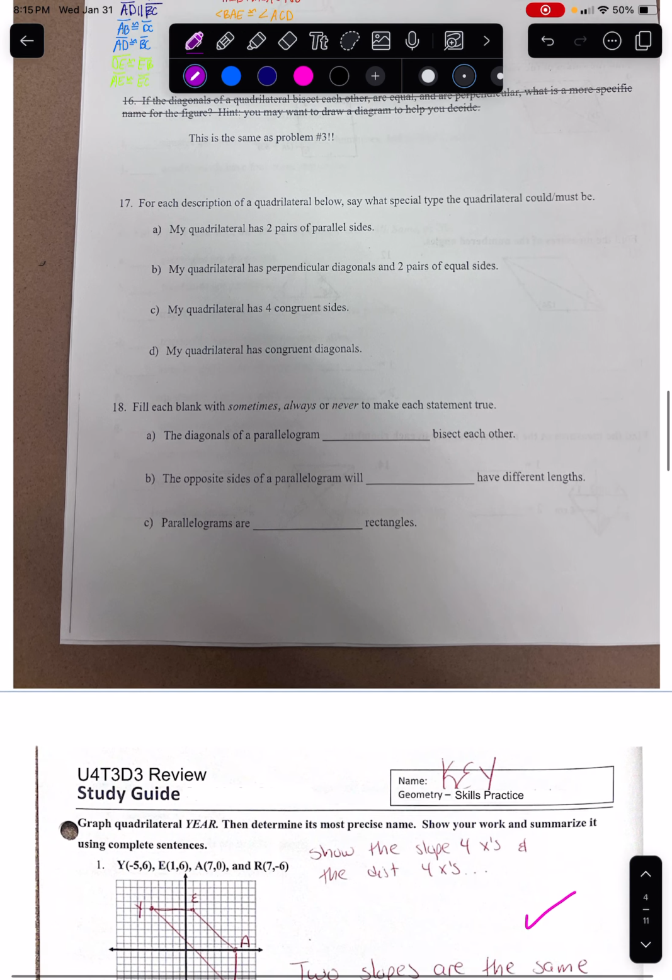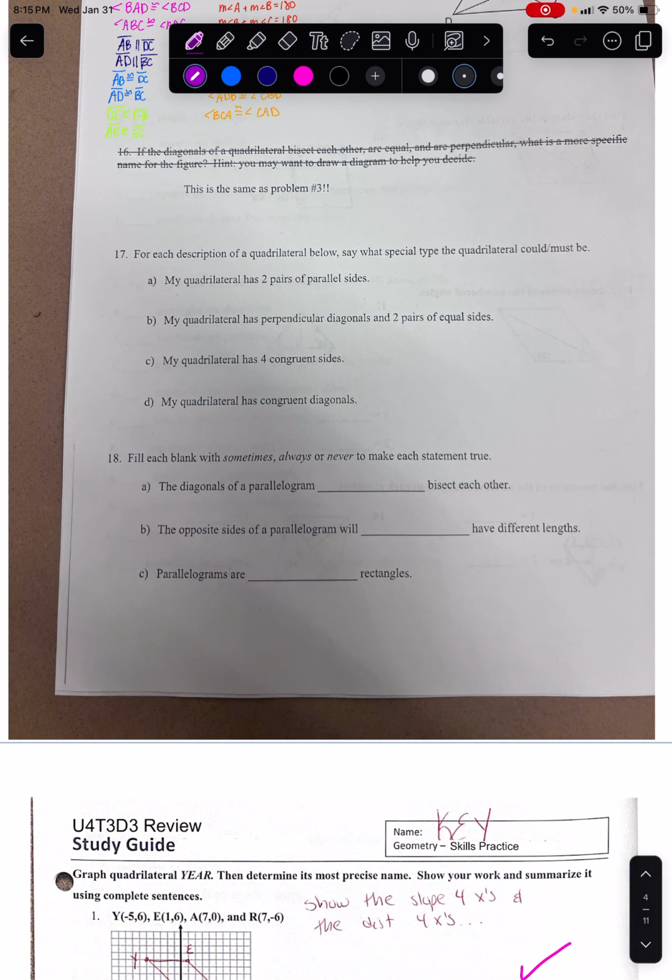Alrighty, we don't have to do number 16. For each description of a quadrilateral below, say what special type of quadrilateral it could be. Quadrilateral is a hard word for me to say today. I don't know why.